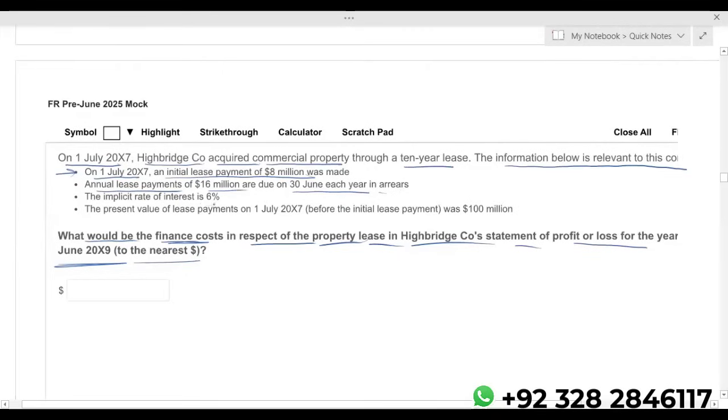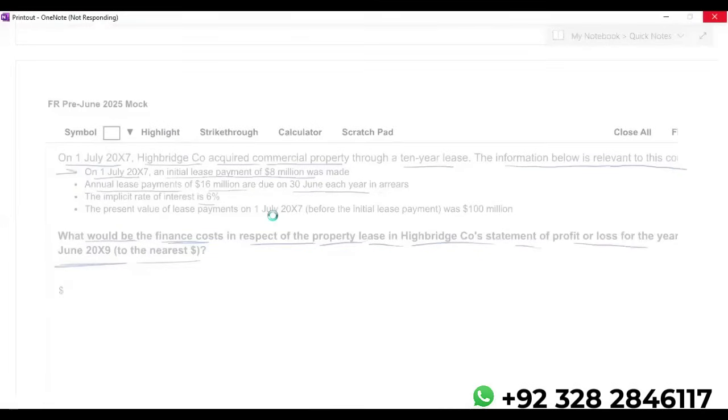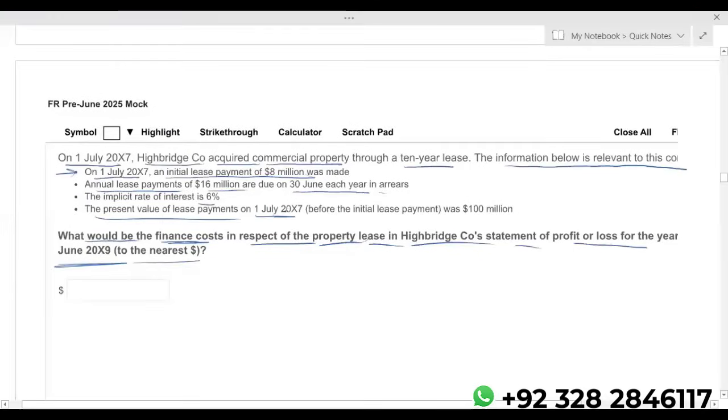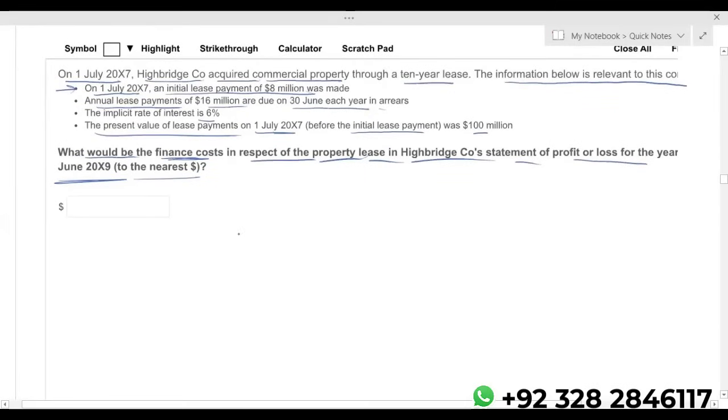Implicit interest rate is the interest rate which is included in the lease term. We know that if implicit interest rate is not there, then we go for incremental borrowing rate. But here implicit rate is given. The present value of lease payment on 1st July X7, before initial lease payment, was 100 million. And examiner is not asking us the finance cost of X8. Examiner is actually asking us the finance cost of X9, second year. Okay, no issue at all.